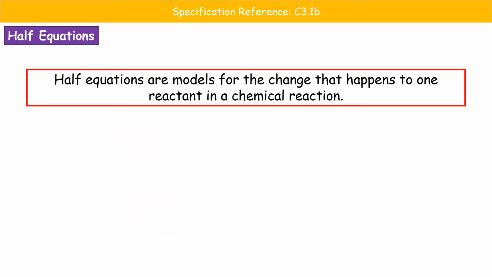What we're going to be looking at today then are half equations first of all. Now, half equations are something we need to get our head around as far as how we can write these things. They're likely to come up in questions on electrolysis, for example. That's one of their favourite half equation questions. What half equations do is they show us what happens to one reactant in a chemical reaction. So rather than looking at the whole thing, we're only going to focus in on one of those reactants and see what happens to it.